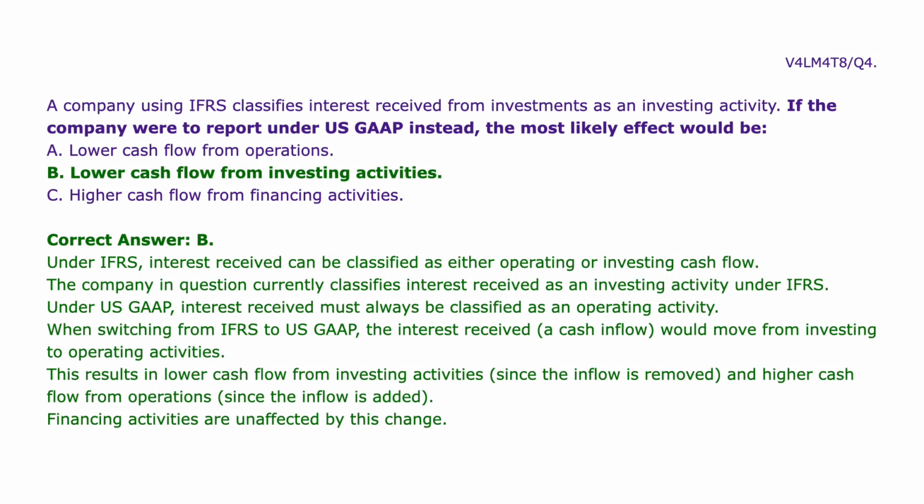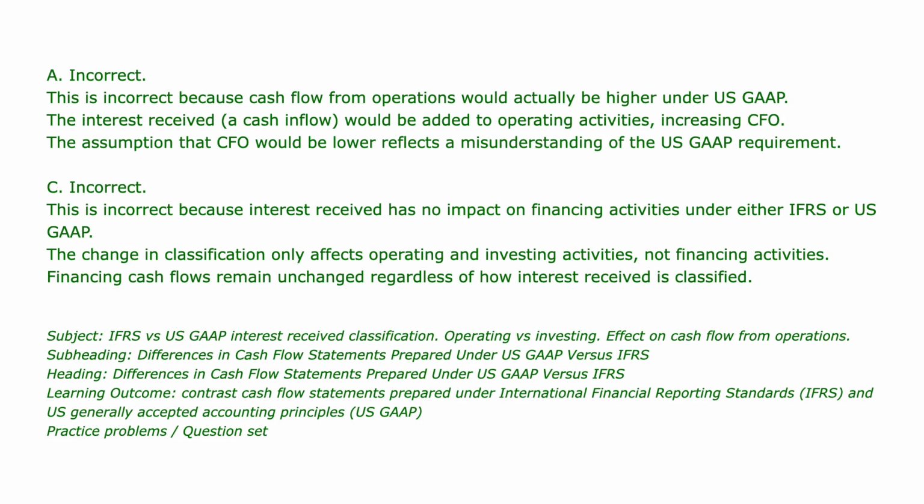Interest received, currently classified as investing cash flow under IFRS, would be classified as operating cash flow under US GAAP, resulting in lower investing and higher operating cash flow. A. Incorrect. Cash flow from operations would be higher under US GAAP due to interest received being added to operating activities. C. Incorrect. Interest received classification impacts operating and investing activities, not financing activities.